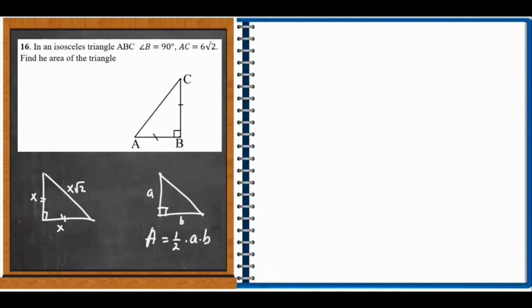Now, let's write, we have AC, which is 6 square root of 2. Compared with this shortcut, we will find that AB and BC are going to be 6 and 6. Now, the area of triangle ABC is equal to 1/2 multiplied by 6 multiplied by 6. That's going to be 18. The correct answer is 18.